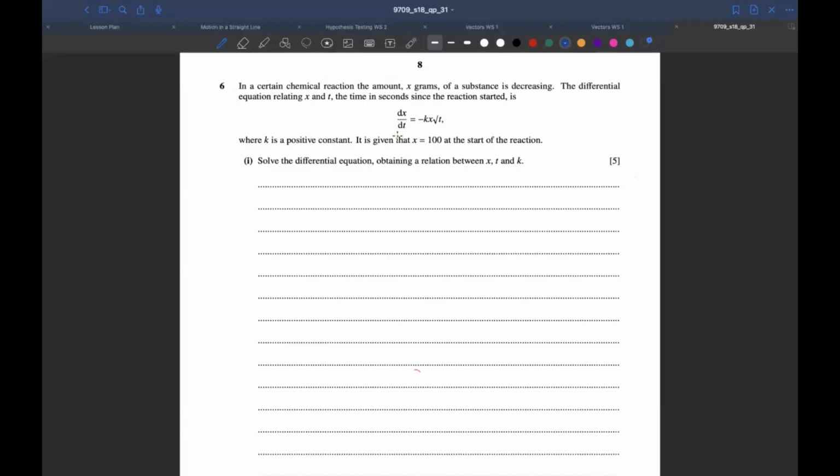Now, to solve a differential equation, the first step is to separate the variables. So with dx, we need to have the variable x. So we'll bring the x on the left-hand side and write it as dx upon x. And we'll bring dt on the right-hand side, so that will become minus k root t dt. Now, once we have done that, we'll just integrate both the sides. We'll put the integral sign.